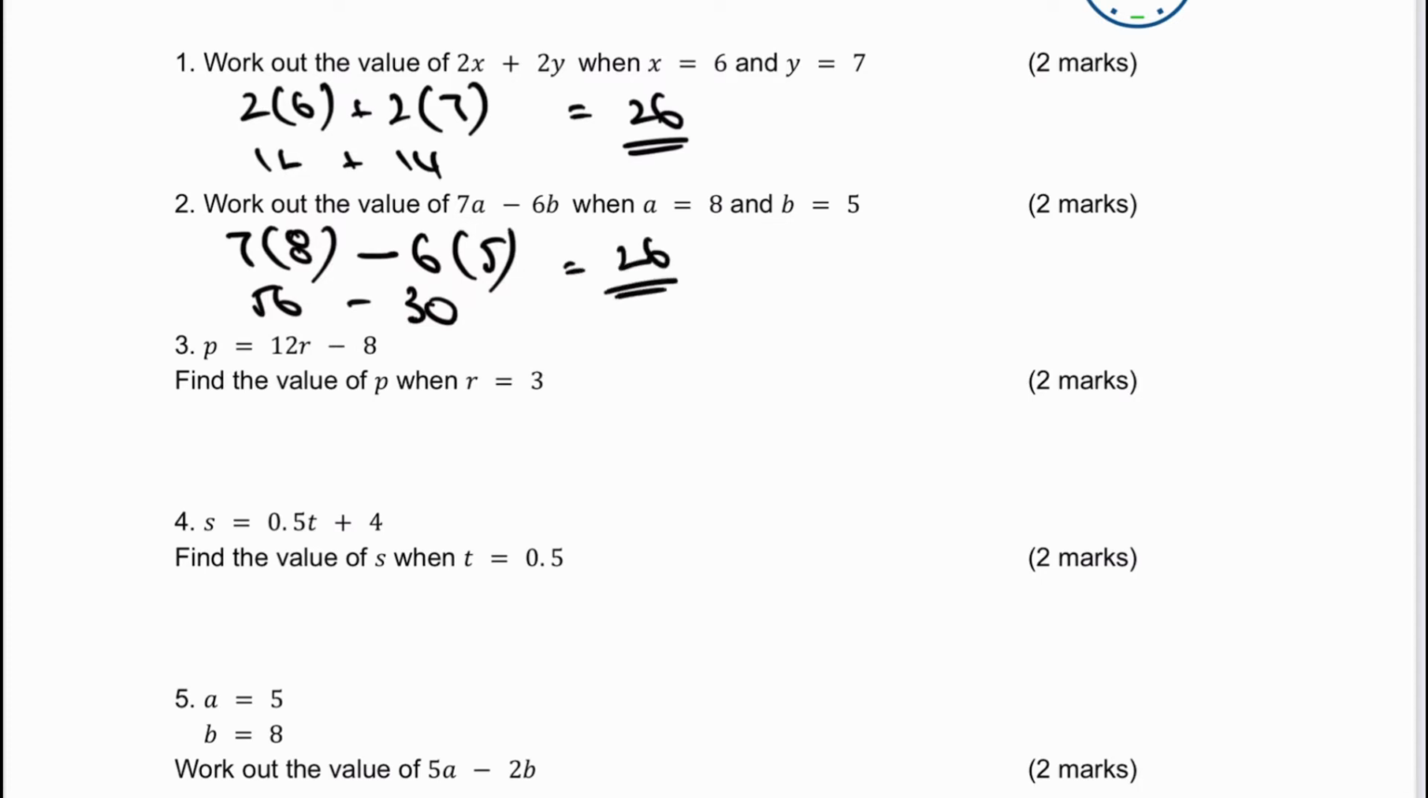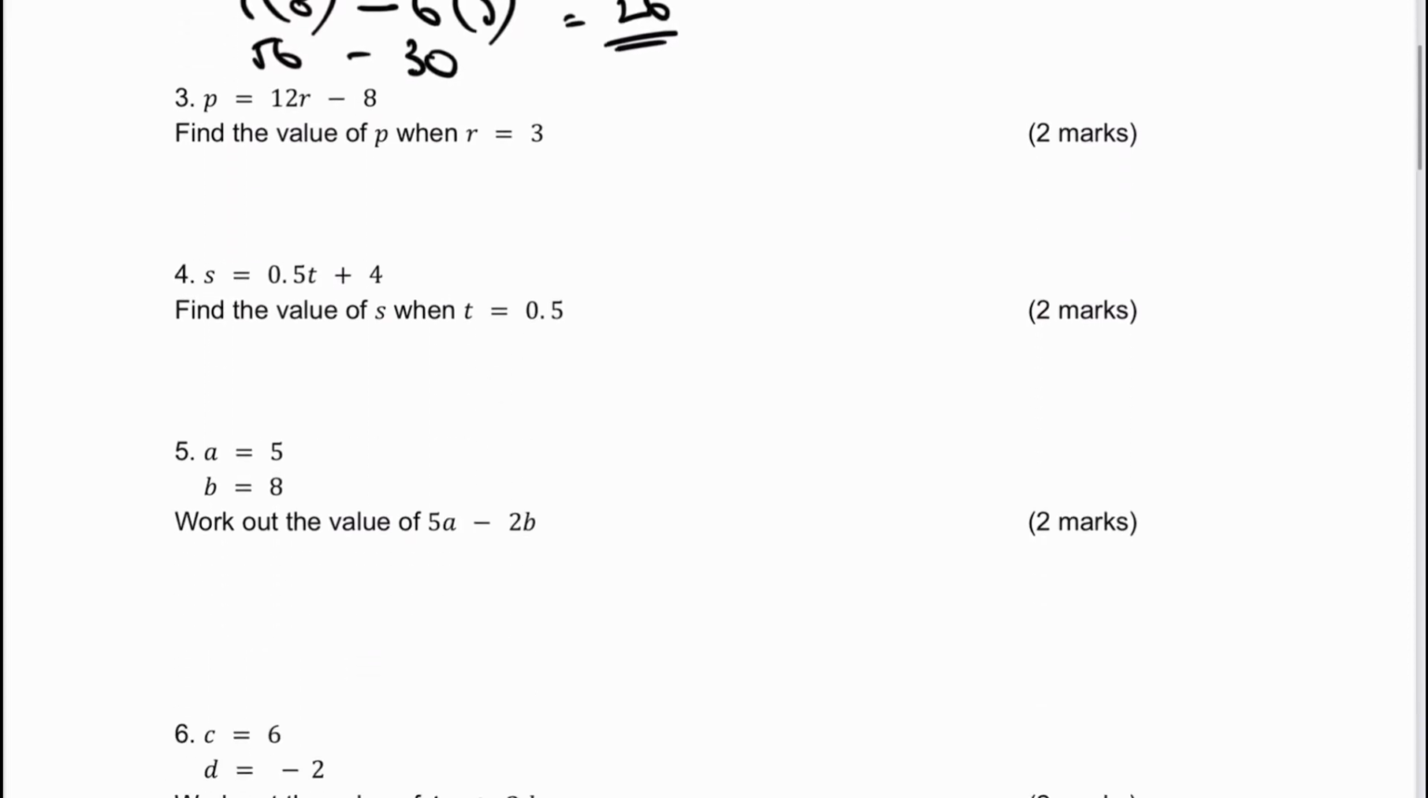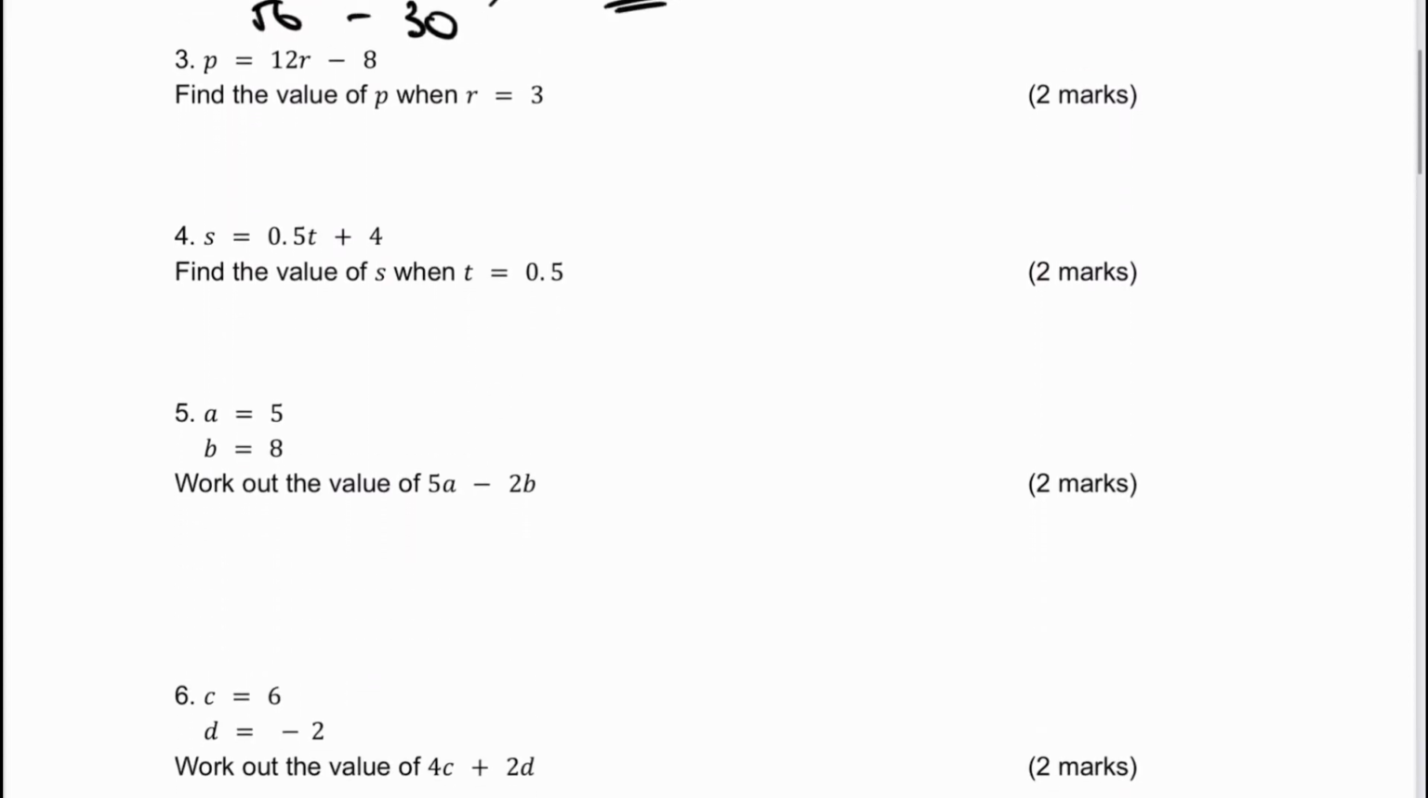Okay, so that should be fairly straightforward, that all we're doing really is each time we're taking the value and putting it into brackets, and I do tend to use brackets quite a bit with these sorts of things. So if I want to work out the value of p, I'm going to take r, which is 3, take away 8, so that's going to be 12 times 3 is equal to 36 minus 8, and that's going to give us an answer of 28.